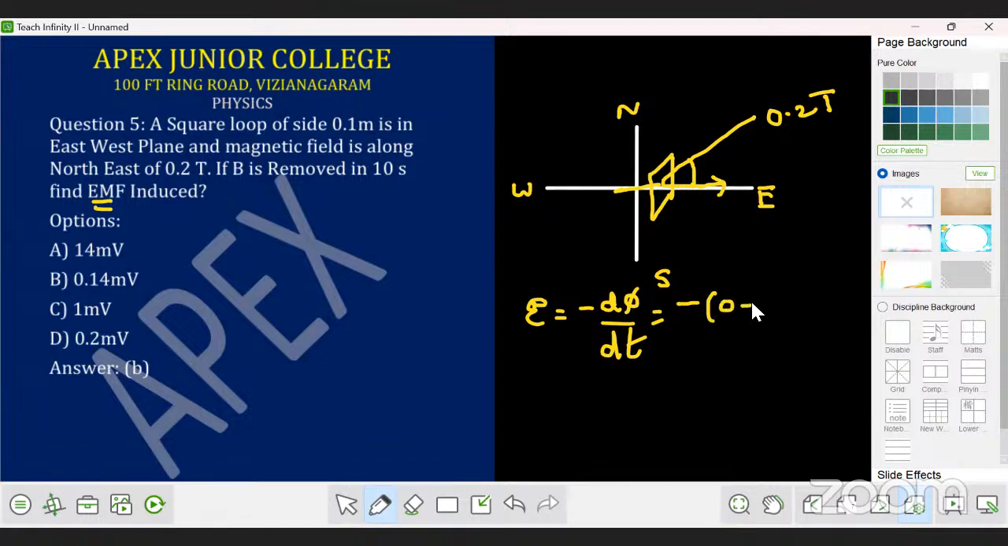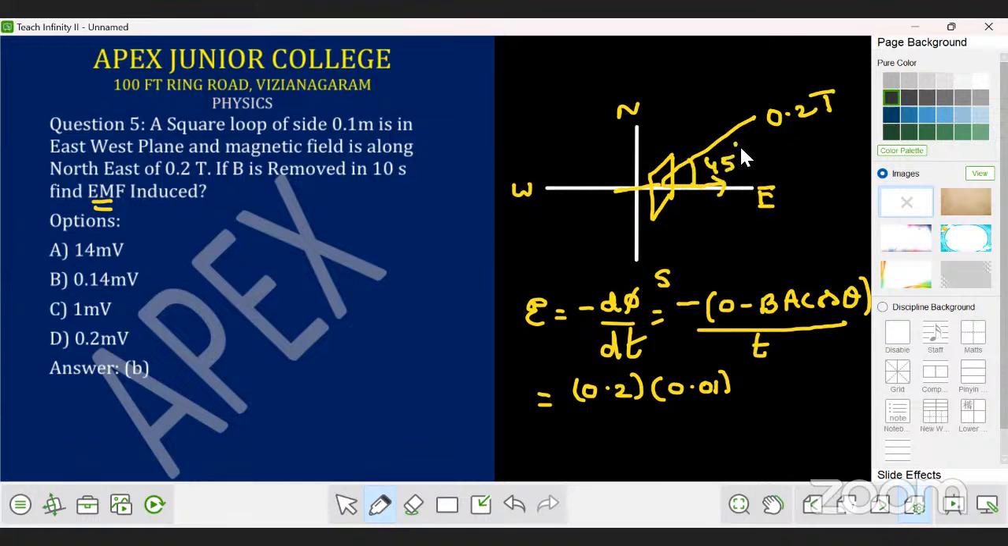final flux is 0 minus initial flux, which is, of course, by the general formula for flux, BA cos theta, by the time given. And finally, what is the B value? 0.2 into area. For the square loop, one side is given as 0.1 meters, so area means 0.1 into 0.1, that will be 0.01. And cos theta, this is 45 degrees only, na? Between east and northeast. So cos 45 will be 1 by root 2. By total time, which is 10 seconds.